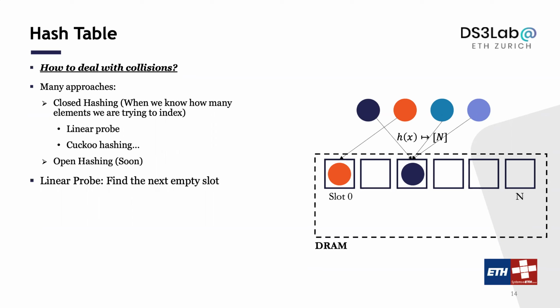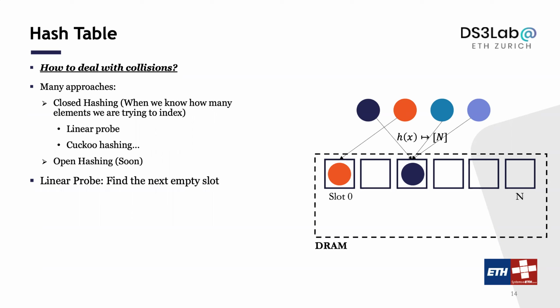The second line is called open hashing, which is the fundamental approach where I have no idea how many objects I'm going to index, so I need to keep it open. We are going to look at one example for each line of work. Let's start from closed hashing, where we actually know how many elements we want to hash.